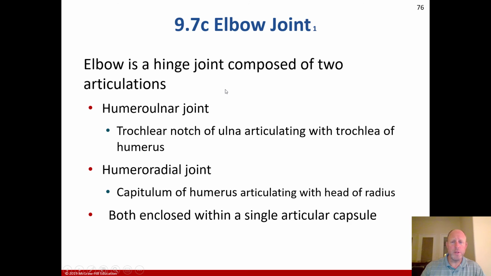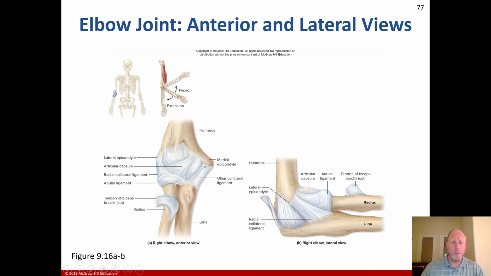The elbow joint is a hinge joint composed of two articulations, the humeroulnar joint and the humeroradial joint. And that said, they're both enclosed in a single articular capsule. And for our elbow here, we're talking about the basic actions of flexion and extension. It works basically like a single plane of motion generally. It has some slight variable motion otherwise, but it's extremely limited. It's basically a hinge joint.